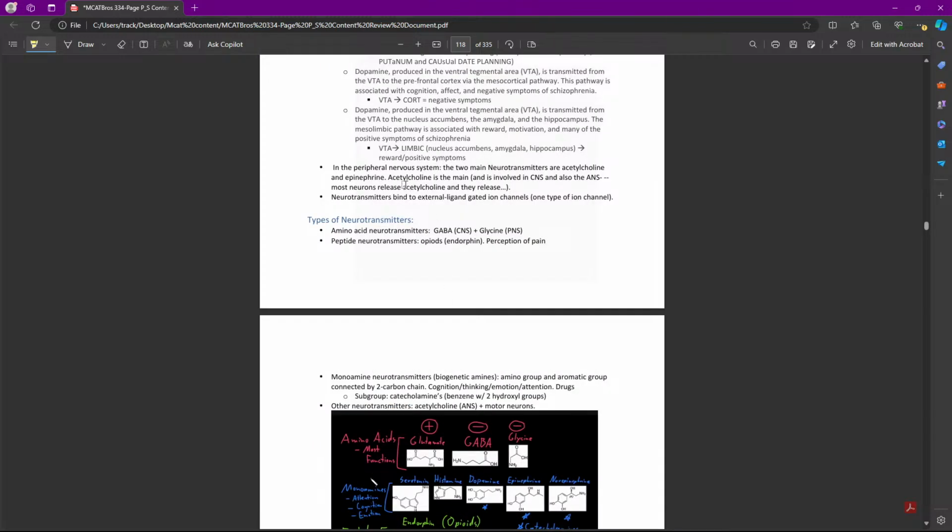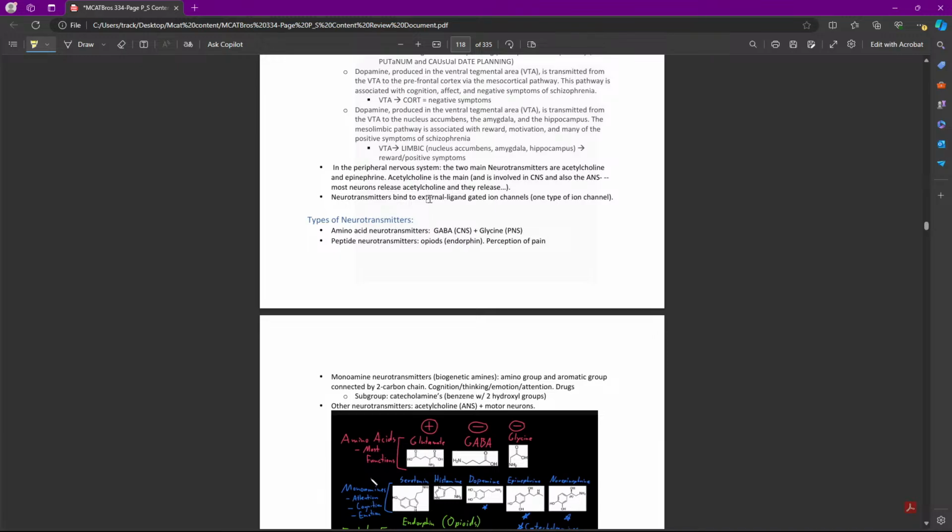In the peripheral nervous system, the two main neurotransmitters are acetylcholine and epinephrine. Acetylcholine is the main one for muscle contraction, epinephrine for stress and for regulating metabolism. They do this through binding to ligand-gated ion channels.